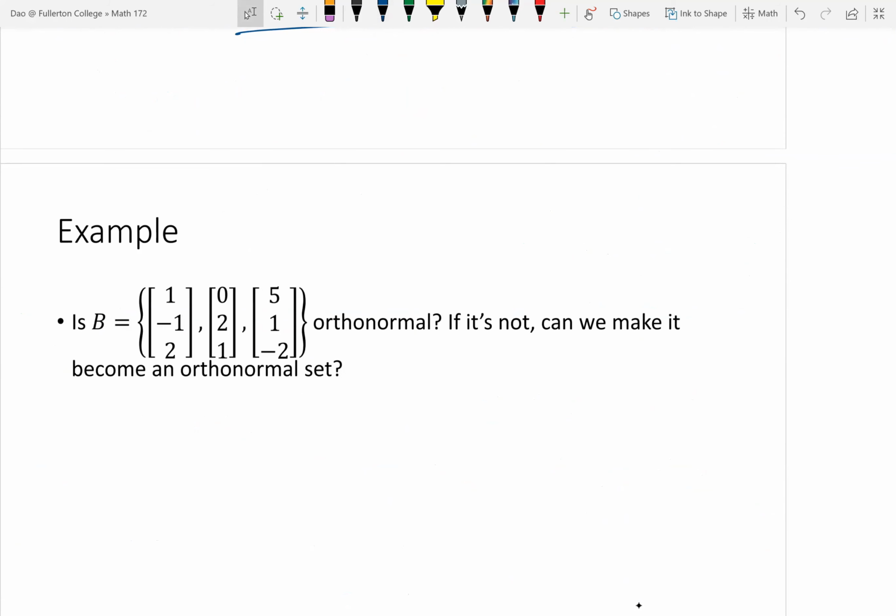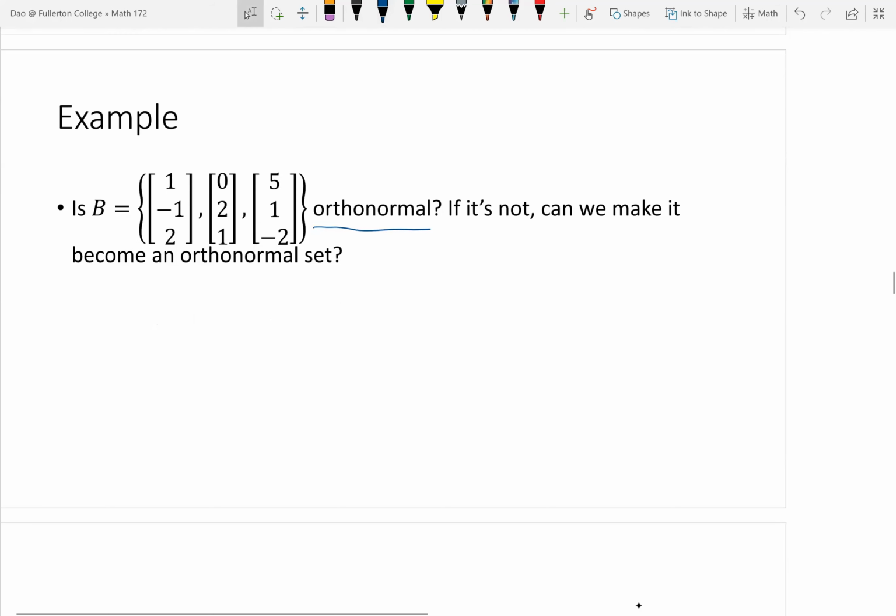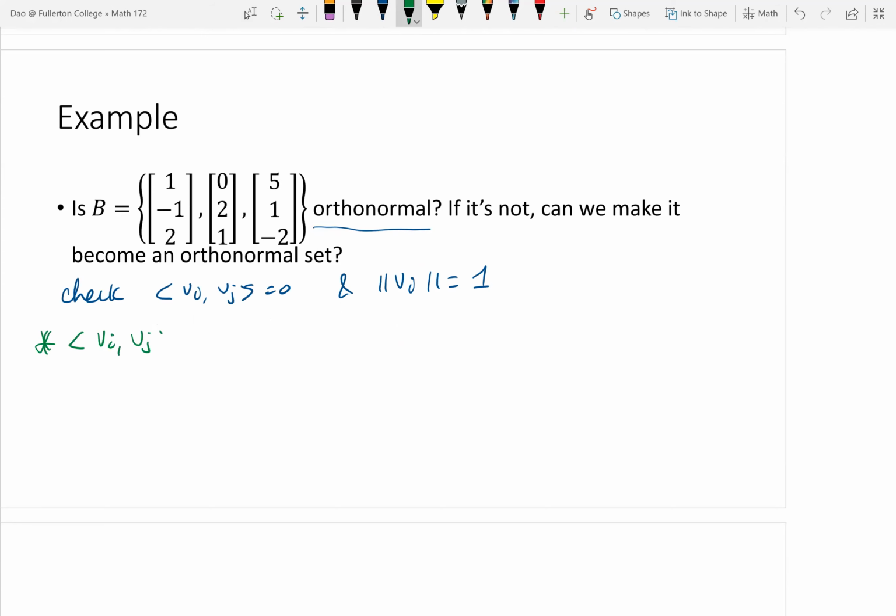So is the set B orthonormal again? If it's not, can we make it become an orthonormal set? All right, so for orthonormal, you're going to check vi dot vj equals 0 and the magnitude of vi equals 1. Check the first one first, vi dot vj equals 0. So this is v1, v2, v3 again.